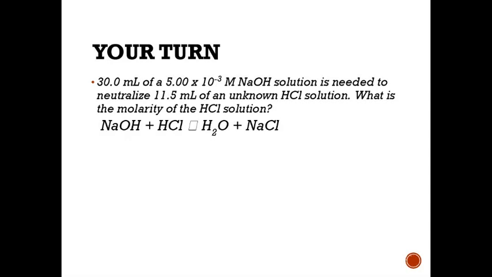Now it's your turn to solve a titration problem independently. You have 30.0 milliliters of sodium hydroxide at 5.00 times 10 to the negative 3 molar that neutralizes 11.5 milliliters of an unknown hydrochloric acid. Your job is to find the acid's molarity. Use the C1V1 equals C2V2 formula we just practiced. Identify which concentration and volume belong to the base and which to the acid, then rearrange to solve for the unknown. Remember to keep your units consistent. Milliliters will cancel when you set it up correctly. Try working through this one on your own first, then we'll go through the solution together.